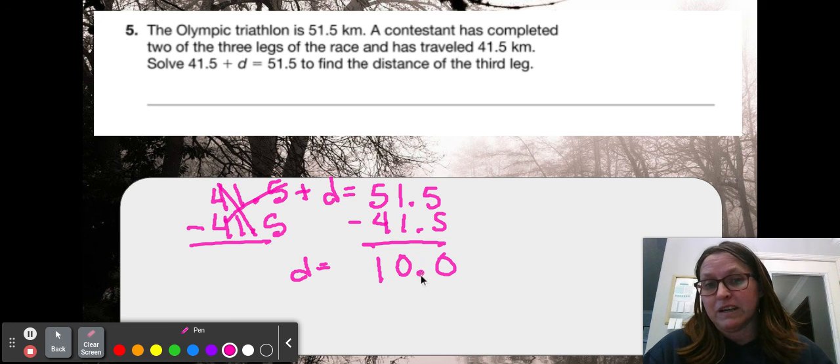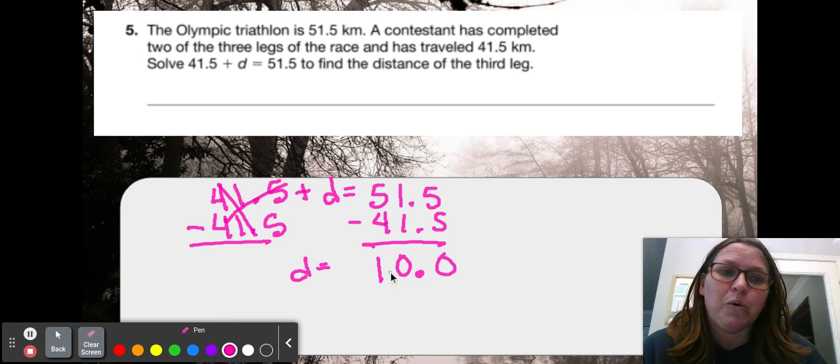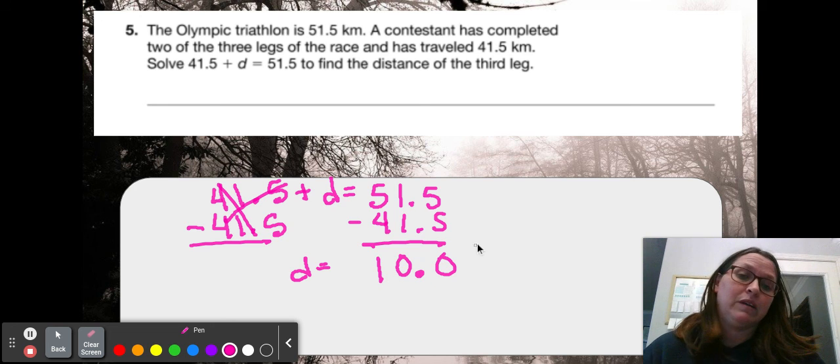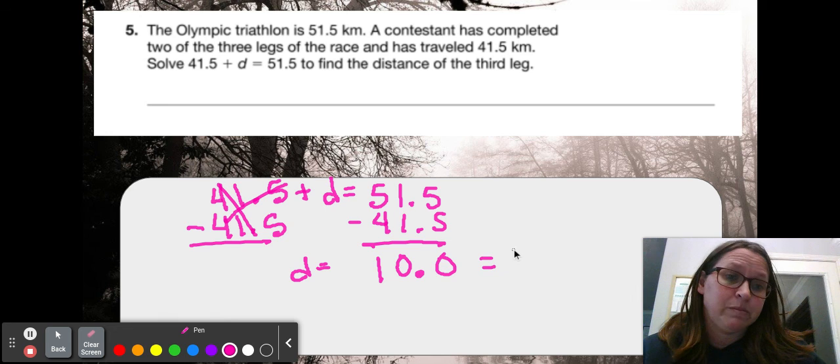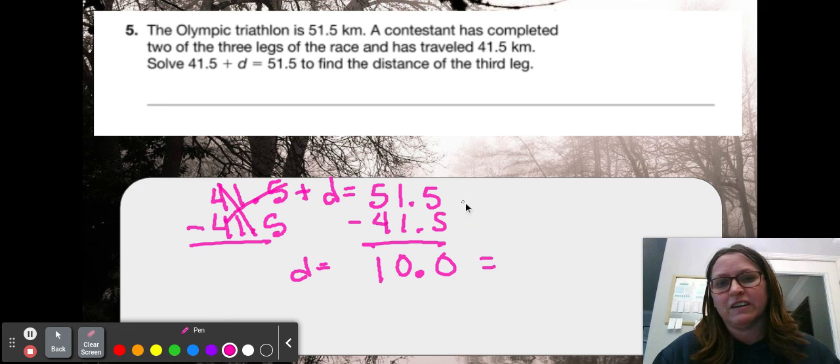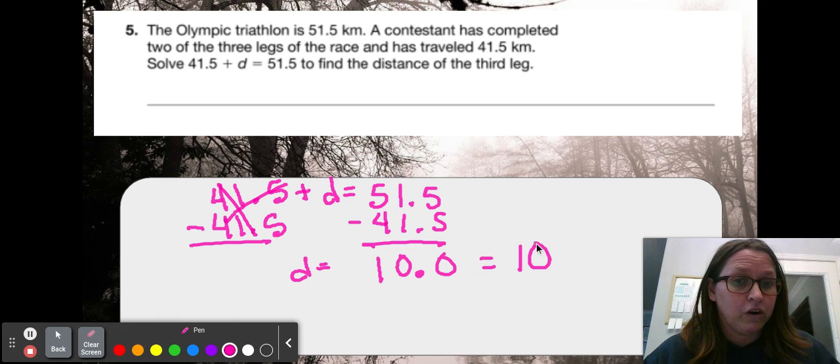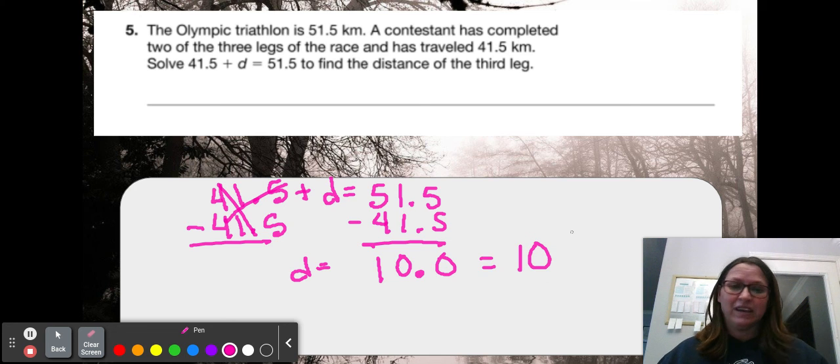My last step is bring my decimal point down. However, this is a whole number, and if I'm dealing with a whole number, I do not always need to put the decimal. In fact, if you put the decimal in your homework, it will be wrong. So on your homework, if this were a homework problem, you would just put 10 and you would be done.